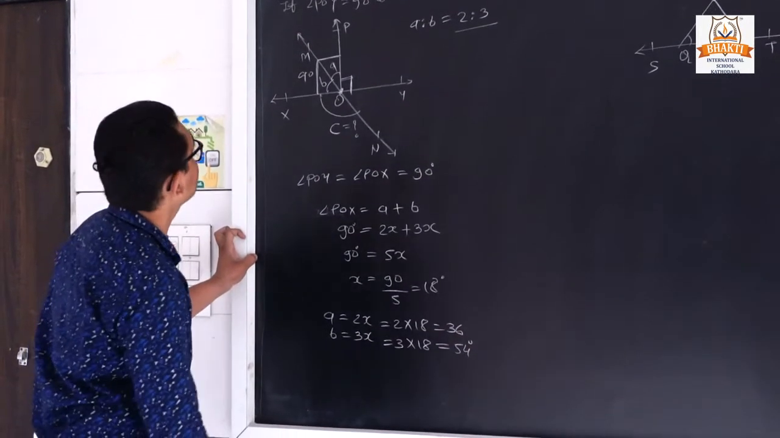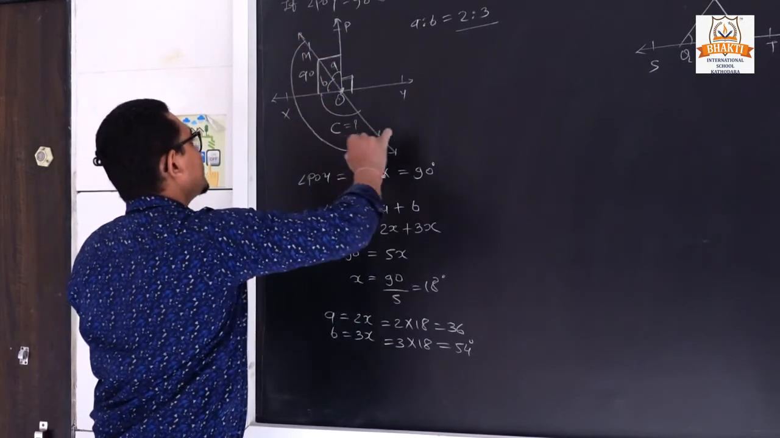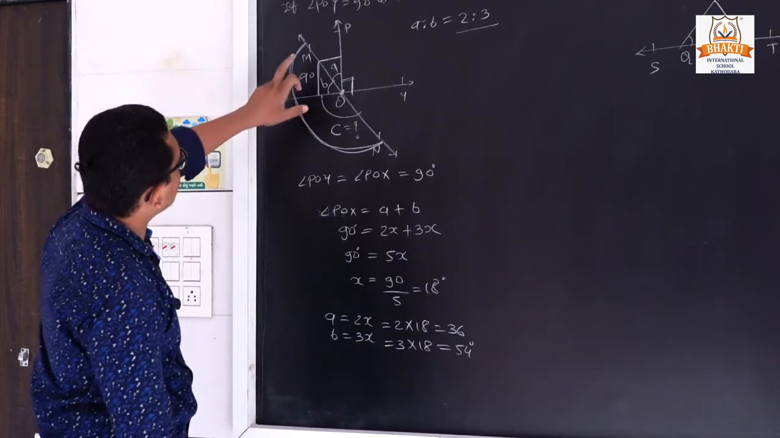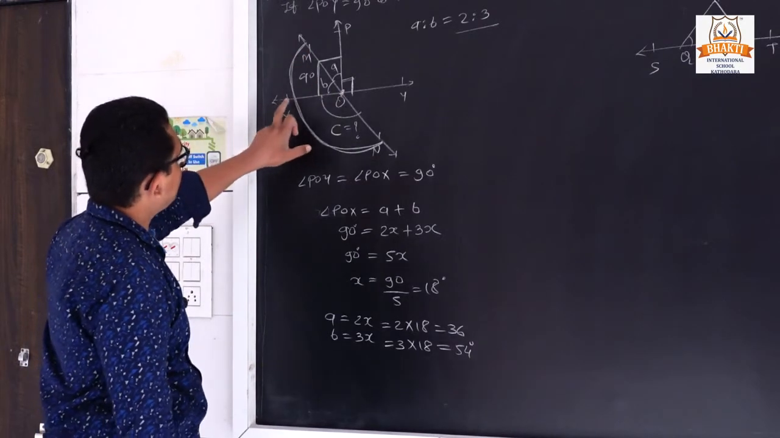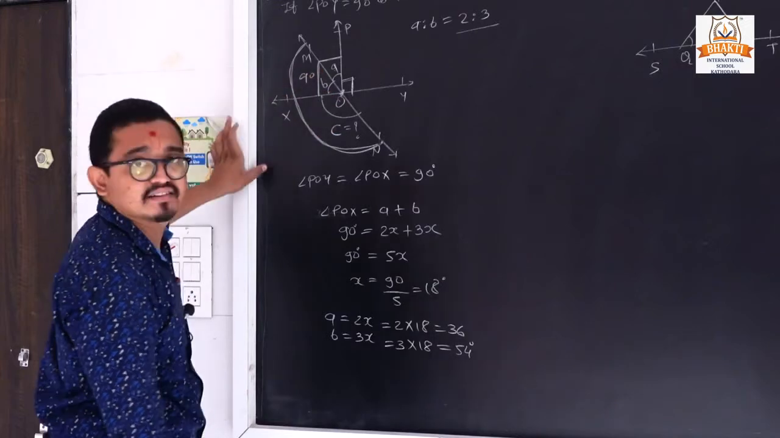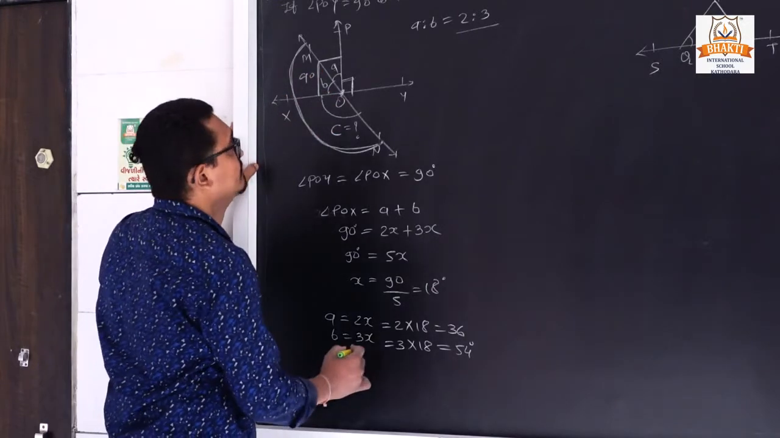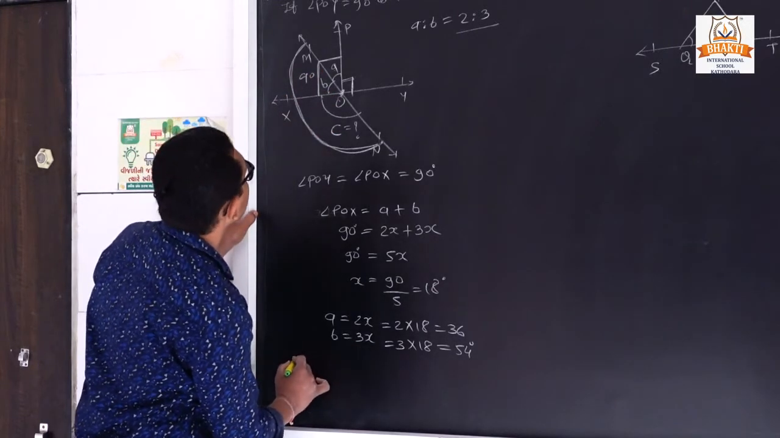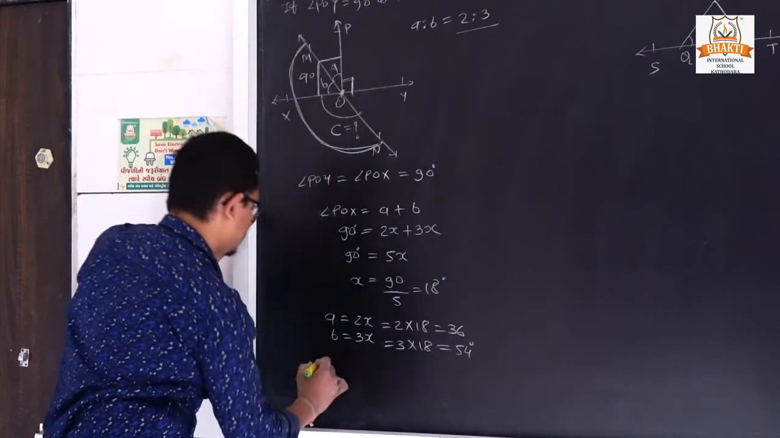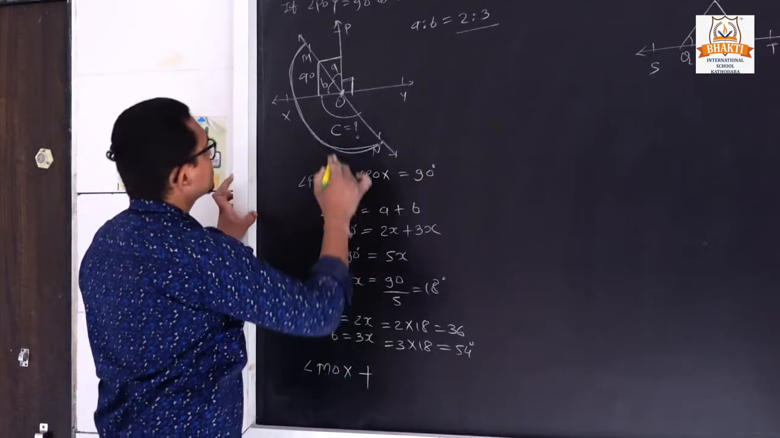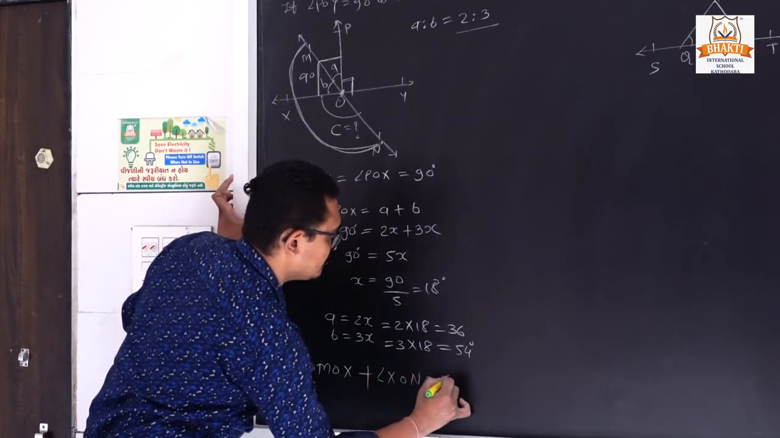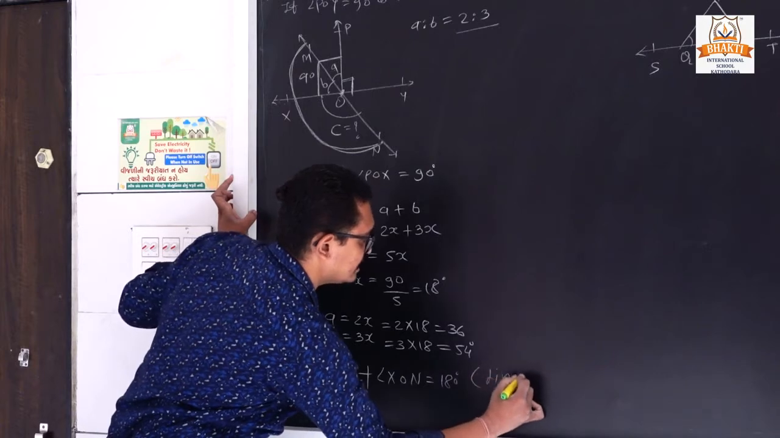Now next, once again you can see that it is a linear pair. Clear? So angle MOX and XON, this is a linear pair, so it is a straight ray. So we can write angle MOX plus XON is equal to 180. In brackets we can write linear pair.